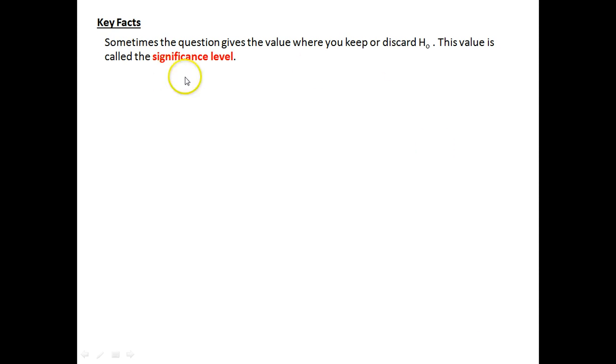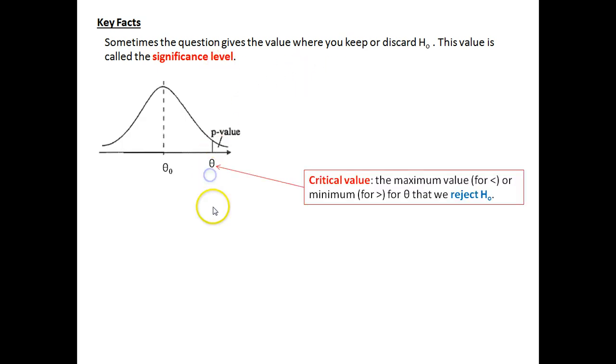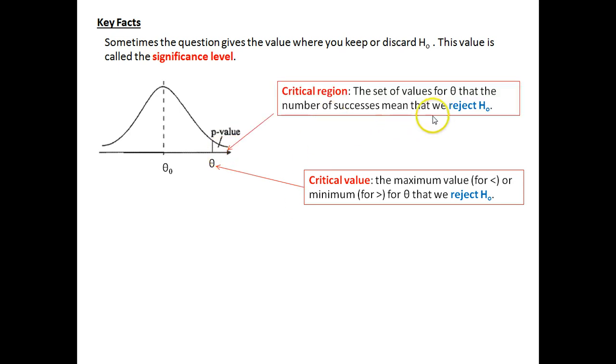Sometimes the question gives you the value where you keep or discard H0. This is called the significance level. And we have a critical value for theta where we accept or reject H0, and a critical region would be the set of values within the area where we reject H0. So we've got a significance level in some questions, or they say use discretion, so you'd use your 1% and 5% from the last slide.